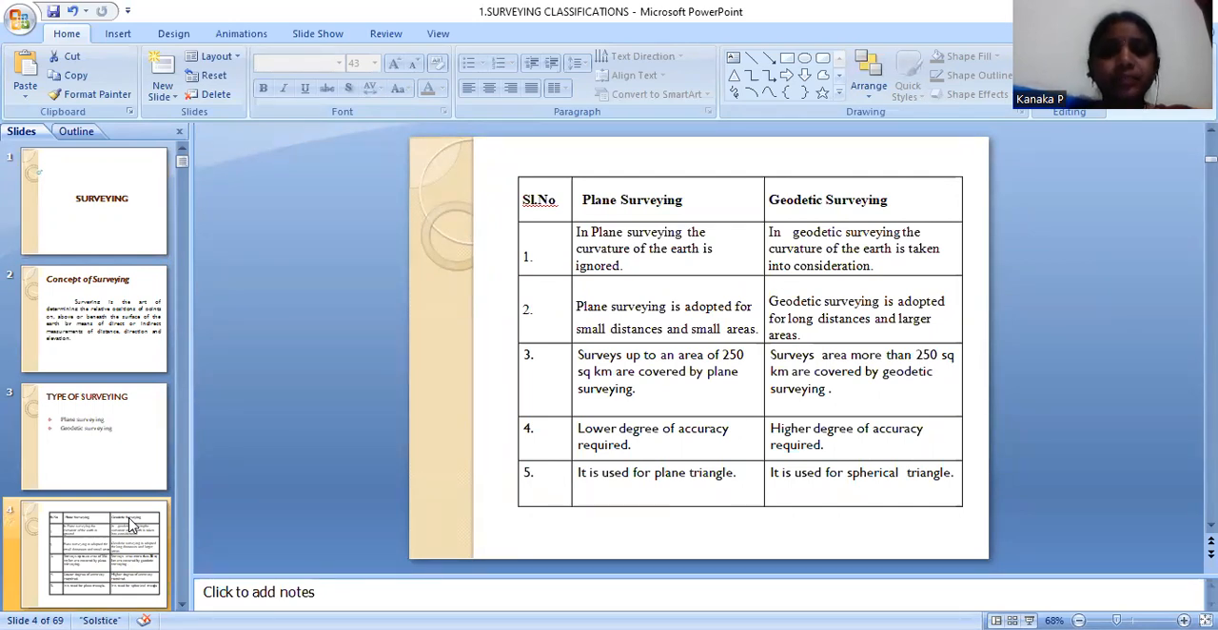The main difference is that the curvature of the earth is ignored for plane surveying, and the curvature of the earth is taken into consideration for geodetic surveying. That is, an area up to 250 square kilometers is covered by plane surveying, and more than 250 square kilometers is covered by geodetic surveying. Plane triangles are used for plane surveying, and geodetic surveying uses spherical triangles.